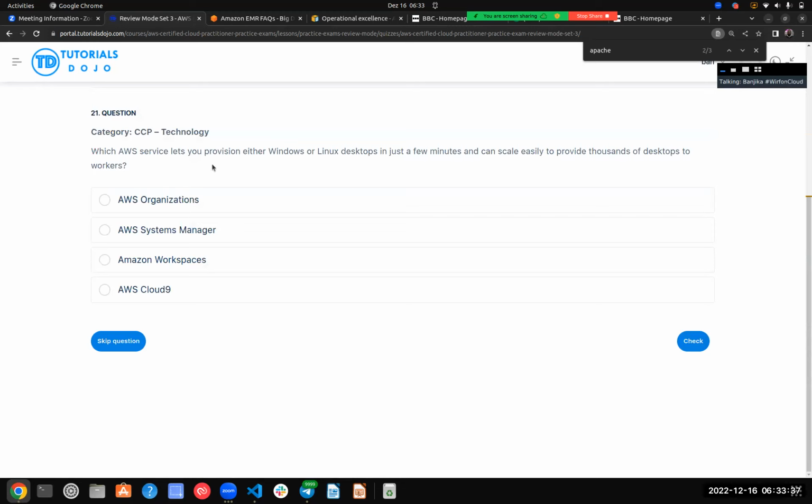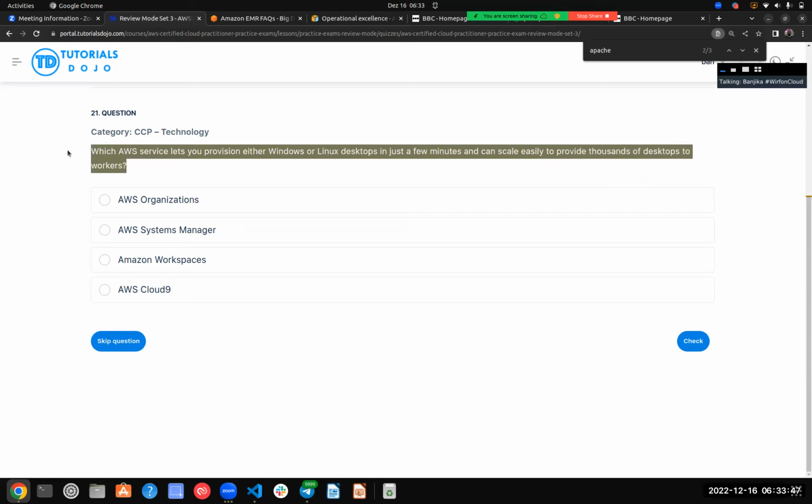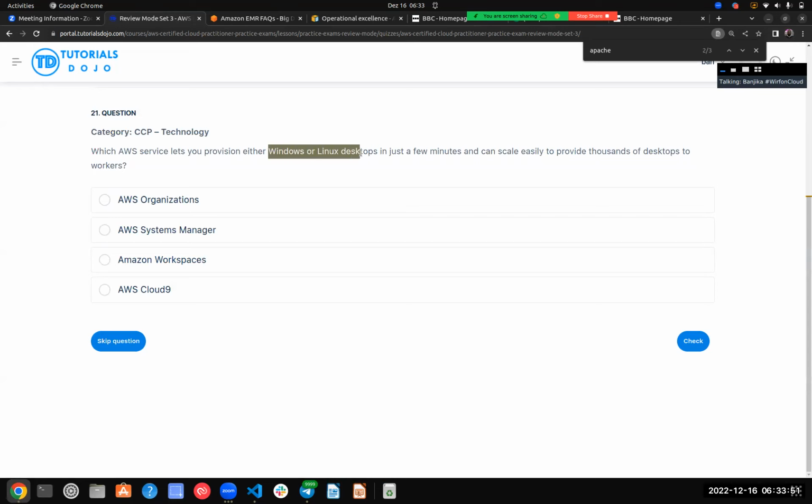Which AWS service lets you provision either Windows or Linux desktops in just a few minutes and scale easily to provide thousands of desktops to workers? We have seen this a couple of times. You want to provision Windows or Linux desktops. Amazon WorkSpaces. Okay, good.